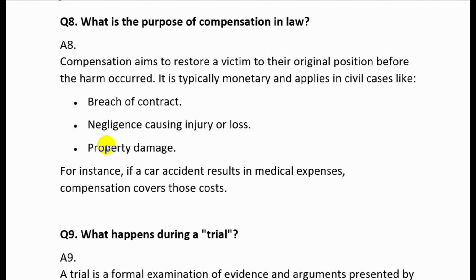What is the purpose of compensation in law? Compensation aims to restore a victim to their original position before the harm occurred. It is typically monetary and applies in civil cases like breach of contract, negligence causing injury or loss, property damage. For instance, if a car accident results in medical expenses, compensation covers those costs.